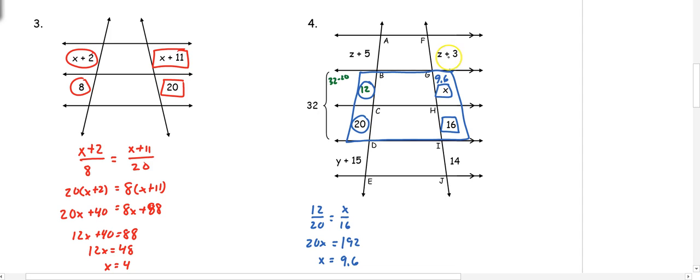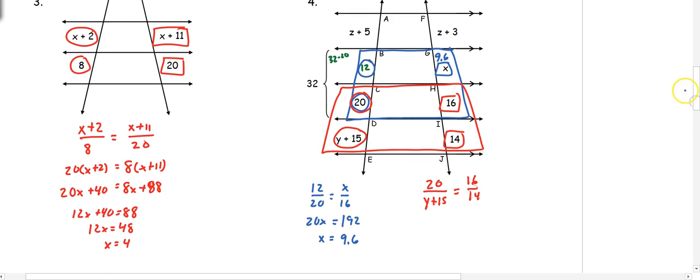So far we know that this part is 9.6. To solve for y, we need 4 sections, so I'm going to use the bottom 4 sections. 20 corresponds with y plus 15, and 16 goes with 14 because they're on the same side of their lines. So to set up our proportion, we have 20 over y plus 15 equals 16 over 14. When we cross multiply, 16 times y plus 5 equals 280. We can distribute the 16, so 16y plus 80 equals 280. Subtract the 80, so 16y equals 200. And we divide by 16. We get that y is 12.5.